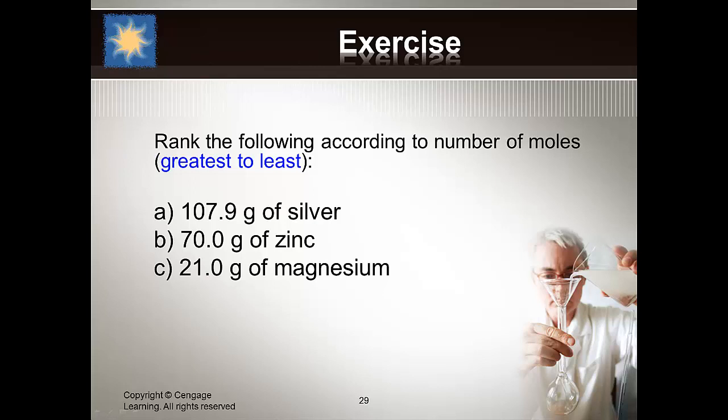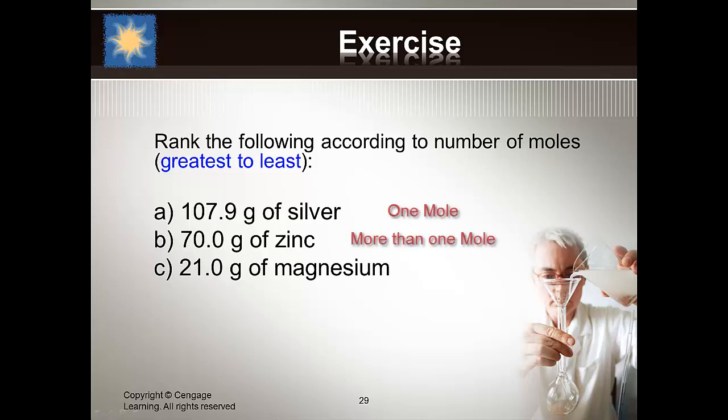I wonder what the mass of zinc is. Let's just look this one up. Zinc is 65.39. So, will we have less than a mole? No, we've got more than a mole of zinc. So we've got 1 mole of silver, and slightly more than 1 mole of zinc.